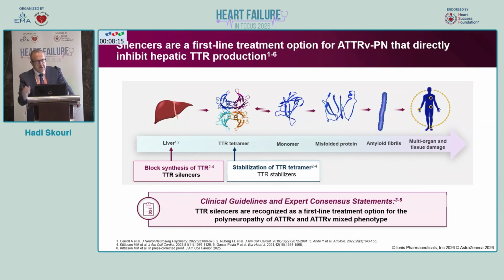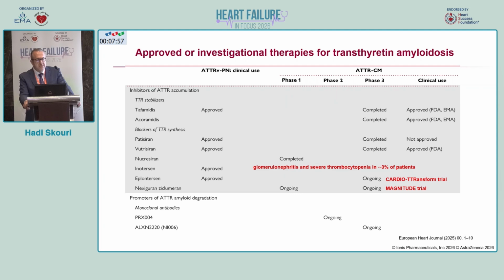When we say silencers, meaning that they block the synthesis of TTR from the liver, this has been shown in different guidelines and the expert consensus statement, that these silencers are the first-line treatment in polyneuropathy, in hereditary ATTR, as well as mixed phenotype. This is just to show you the approved and investigational therapies of transthyretin amyloidosis, and they are divided into hereditary polyneuropathy as well as cardiac amyloidosis.